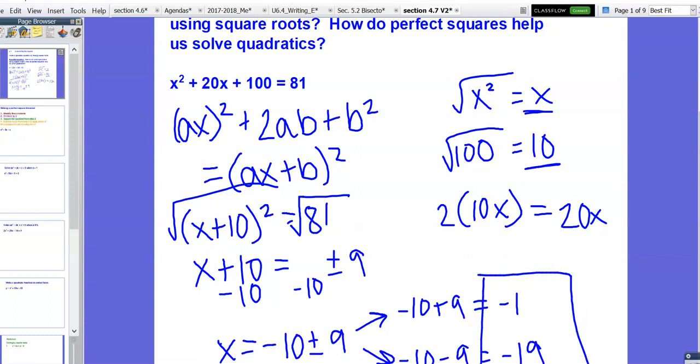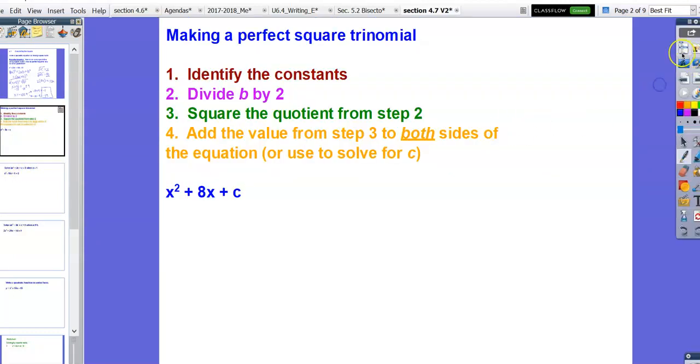So this is an example where it worked out nicely to use square roots, but we don't always have that option for us, and sometimes we have to make this nice for ourselves. So how do we do that? We do what's called completing the square.